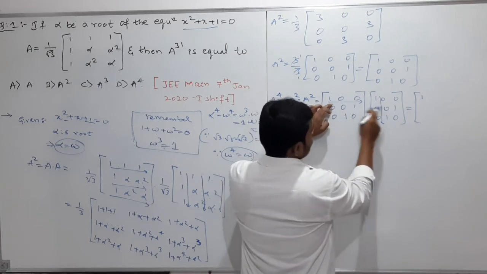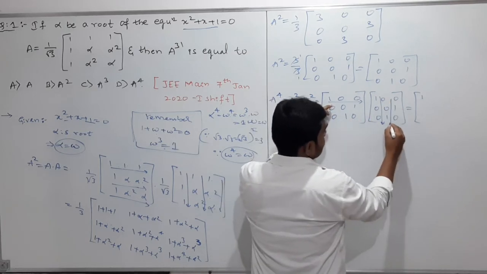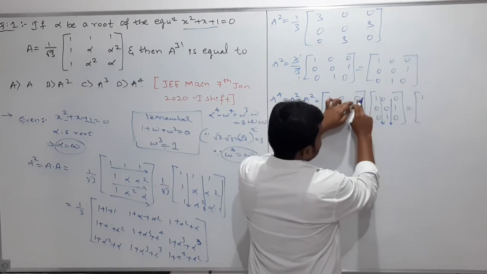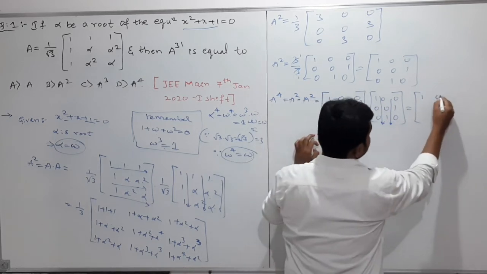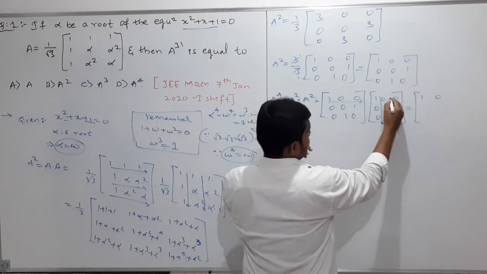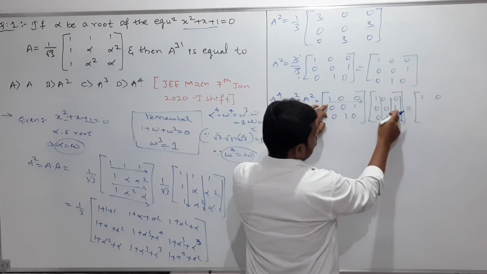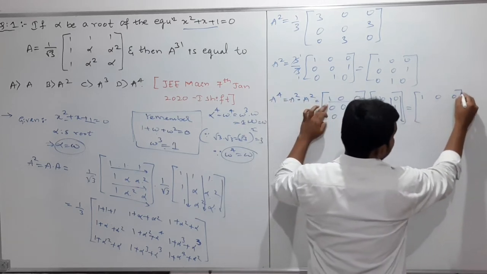Next, first row second column. So here it is 1 into 0, 0 into 0, 0 into 1, 0. So here it is 0. Next, first row third column: 1 into 0, 0 into 1, 0 into 0, 0. So it is 0.